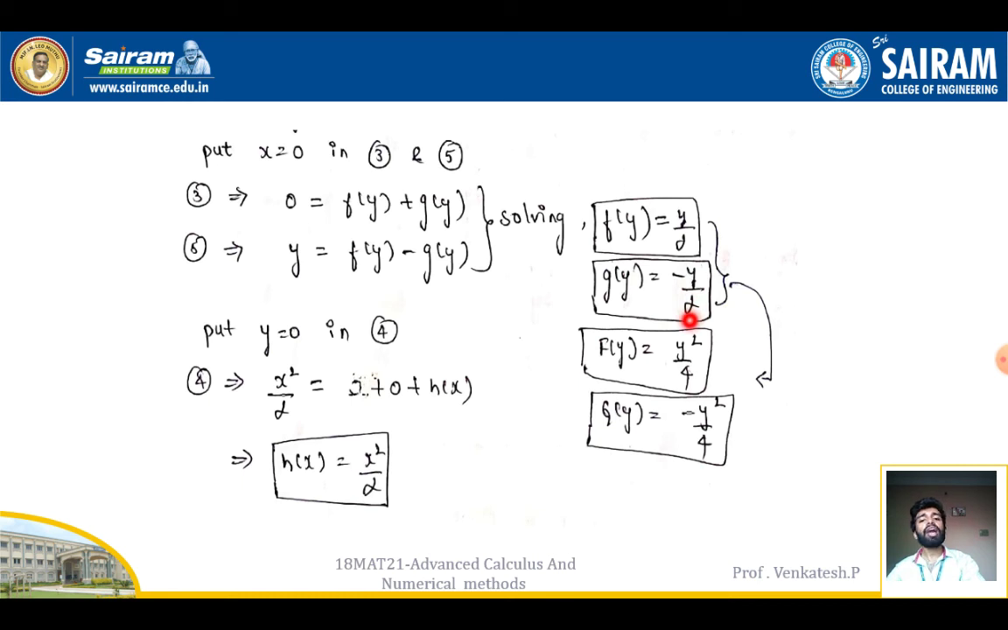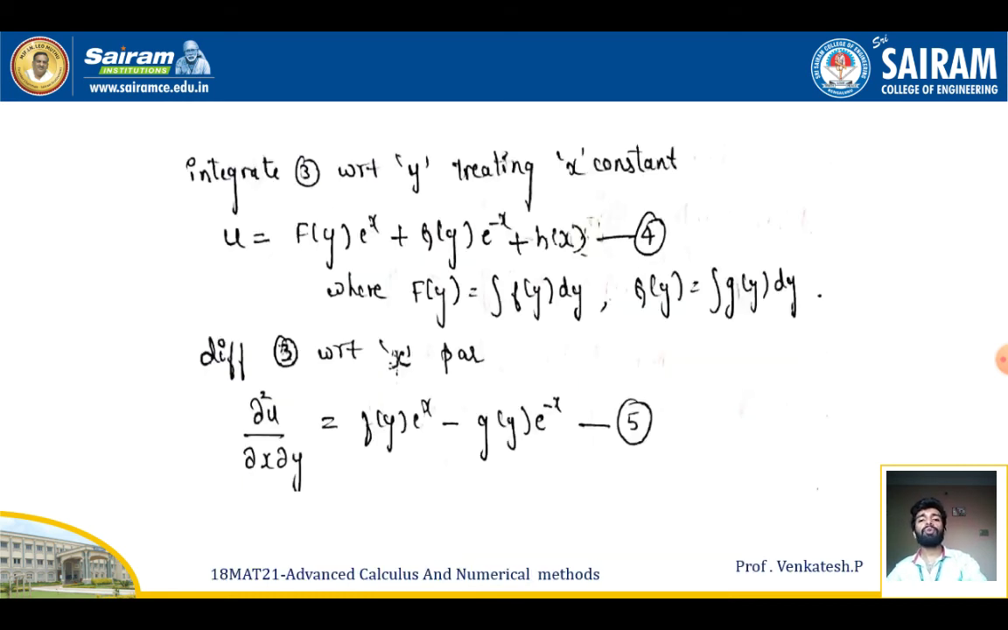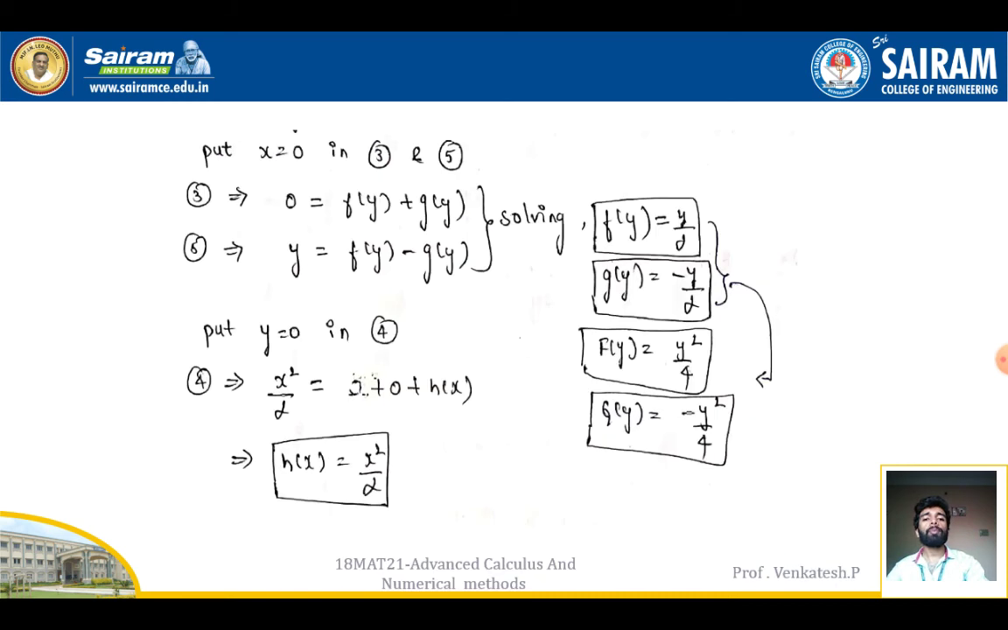Now to estimate the value of h(x), we have to use this equation. To estimate h(x), we need to represent the capital F(y) and capital G(y) also. So from the obtained f(y) and g(y), I am going to estimate capital F(y) and capital G(y). Capital F(y) is given by integrating small f(y) with respect to y, I'll get y²/4. And to estimate capital G(y), I am going to integrate small g(y) with respect to y. I'll get −y²/4.